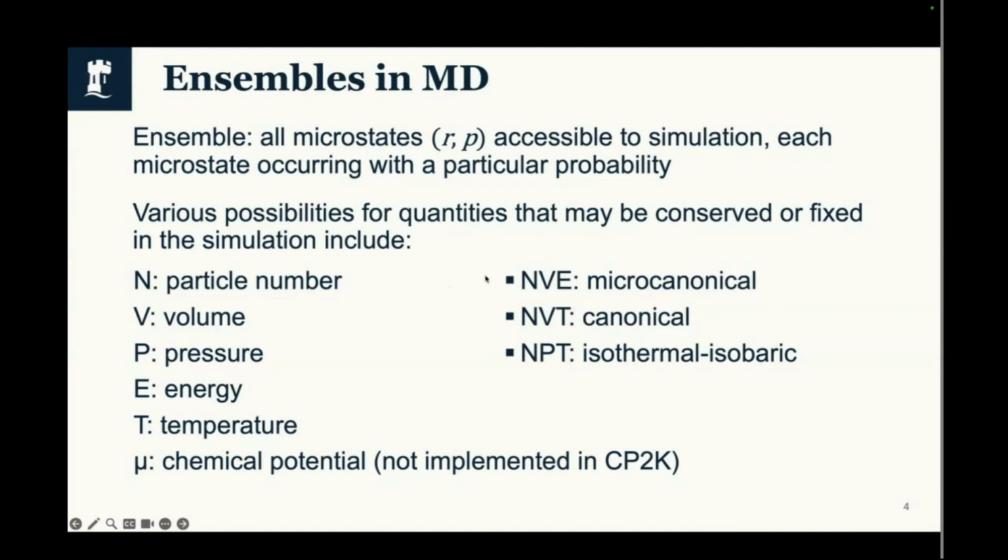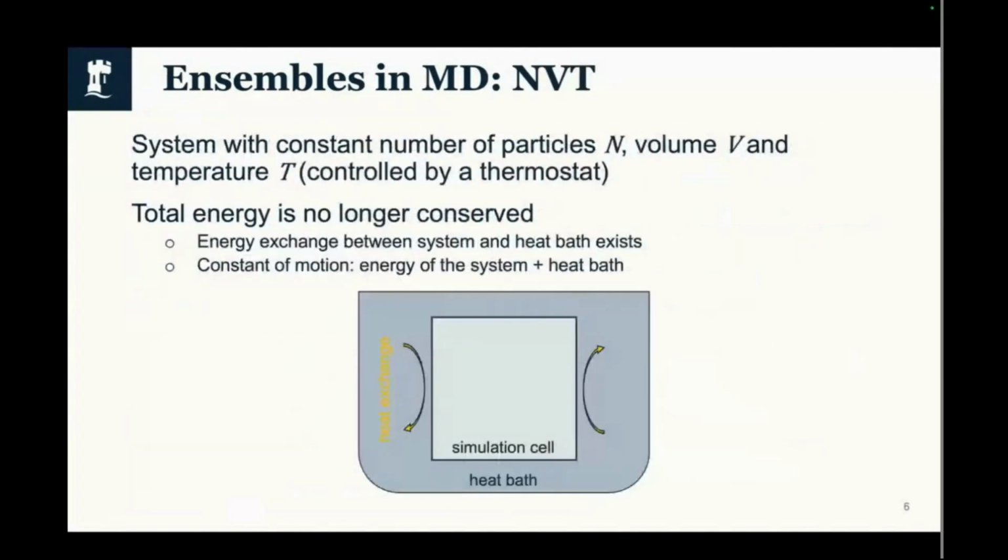And we can have different options to fix in the simulation. For example, we can fix the number of atoms, the volume and energy, which is a completely isolated, micro-canonical system where the energy is conserved. And we can also fix the number and the volume of the system and also the temperature. But in practice, this is achieved by a heat bath that exchanges energy with our simulation cell.